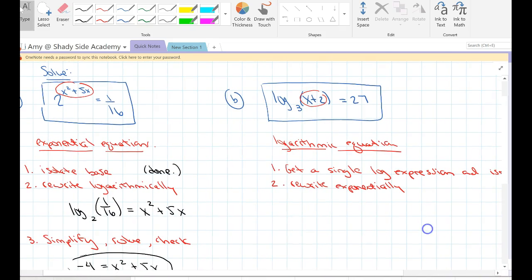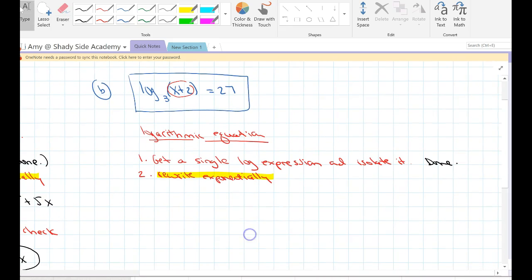So you see, notice any kind of parallel here? Logarithmic equations involve rewriting exponentially. Exponential equations involve rewriting logarithmically. So I'm going to rewrite this logarithmic equation exponentially. This says 3 to the 27th equals x plus 2.